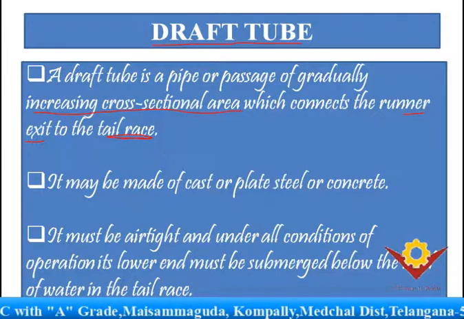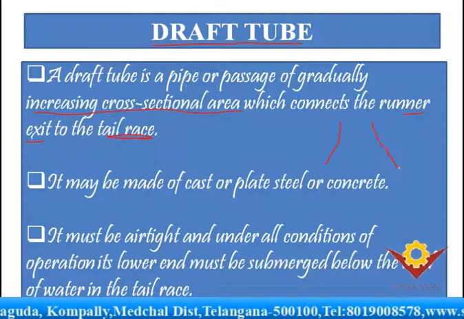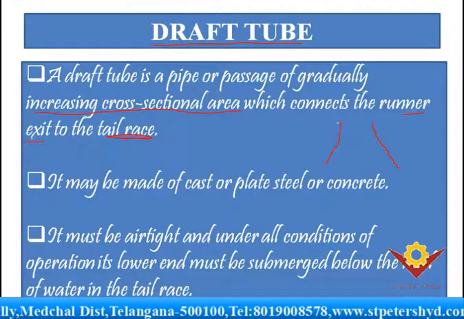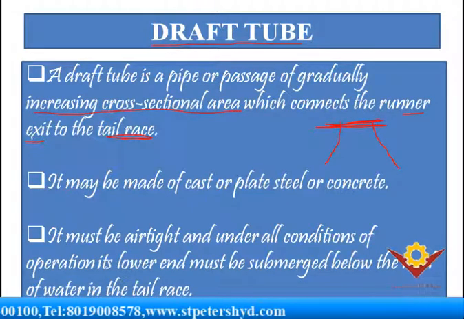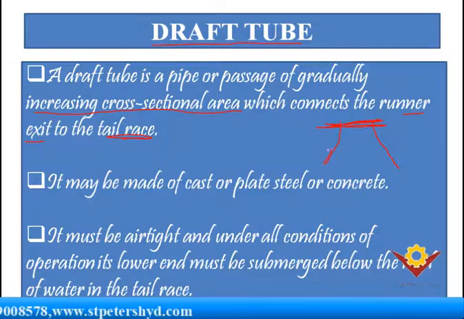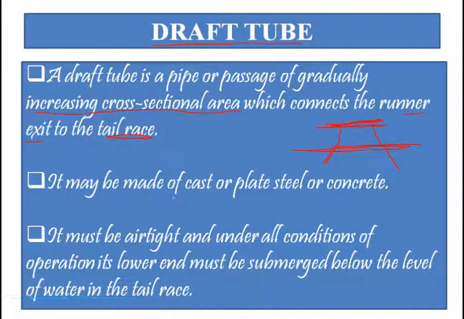So we have already seen this. The gradually increasing area of a draft tube will be like this, and at the entrance point of your draft tube there will be a runner exit, and this will be dipped into the tail race. We already saw this in the previous sessions, and it may be made of cast or plate steel or concrete.